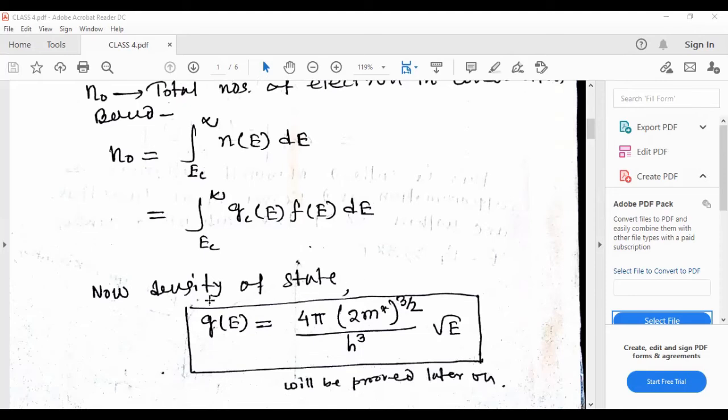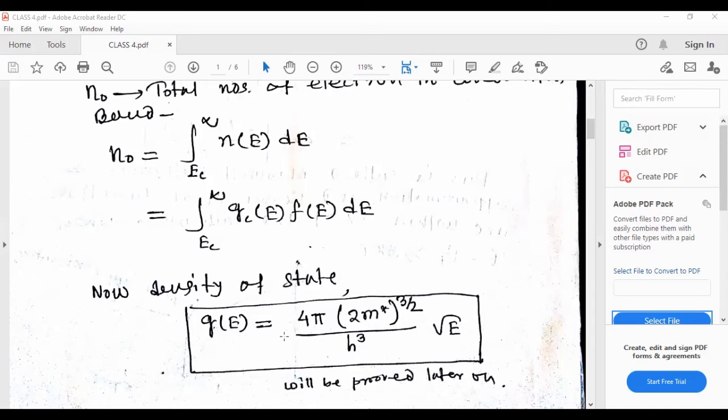Now, density of state has a formula. We have considered Gc of E for the conduction band and Gv of E for the valence band, but this density of state G of E is actually given by a formula. In my next class, we will derive this formula for density of state, so that it will be clear why density of state is like that. Before that, you can just remember this. We'll go for the necessary explanation in the next class.